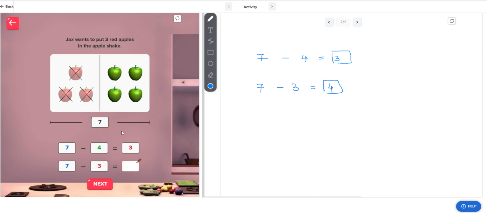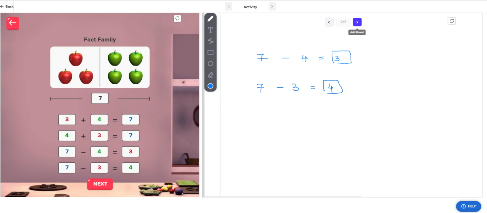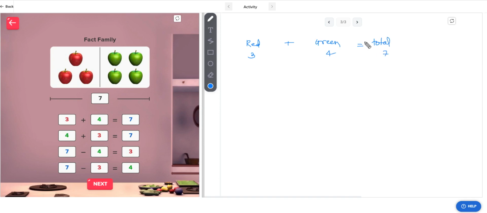Here, let's try the next screen. Okay, fact family. Each of these is known as a fact. I have 3 red apples and 4 green apples, correct? 3 red plus 4 green is giving me the total of 7, correct? So I have some facts, okay? Let's try to write down the facts. 3 plus 4 is? Very good. It is 7. That is one fact.